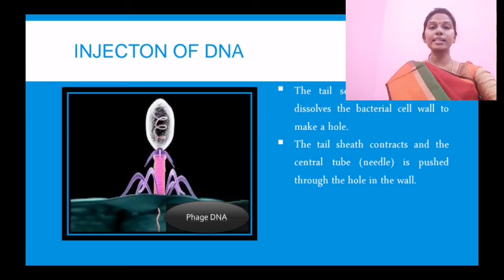The next stage is injection of DNA. After attachment, the tail secretes an enzyme called lysozyme which dissolves the bacterial cell wall to make a hole. The contractile sheath contracts and this forces the tail core into the bacterial cell wall through the hole. The phage DNA is then injected into the bacterium through the core.